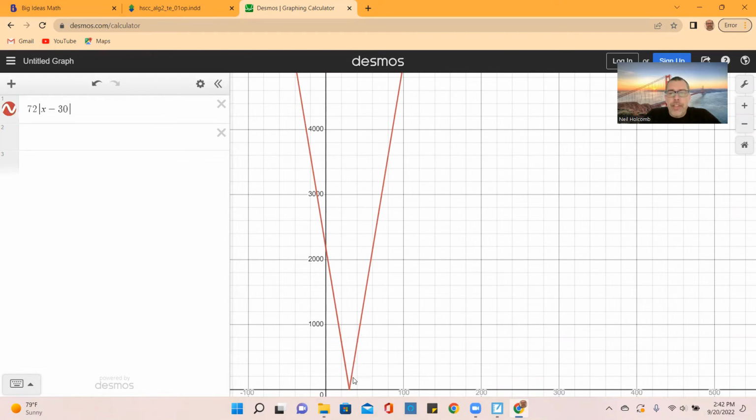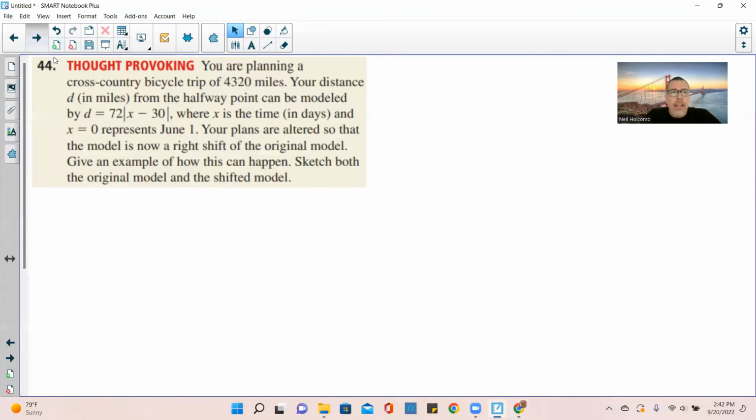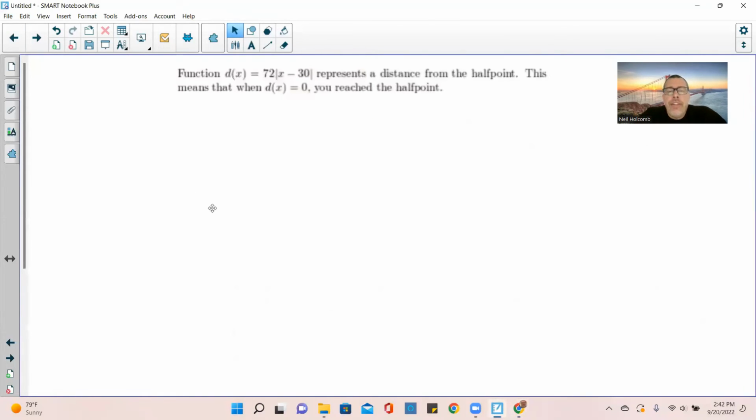So we want to shift this thing to the right. And that's what this question is saying. So let's go back to here. It says the function d of x equals 72 times the absolute value of x minus 30 represents a distance from the halfway point. This means that when d of x equals 0, you've reached the halfway point. So let's calculate that point. That's what you want to do.